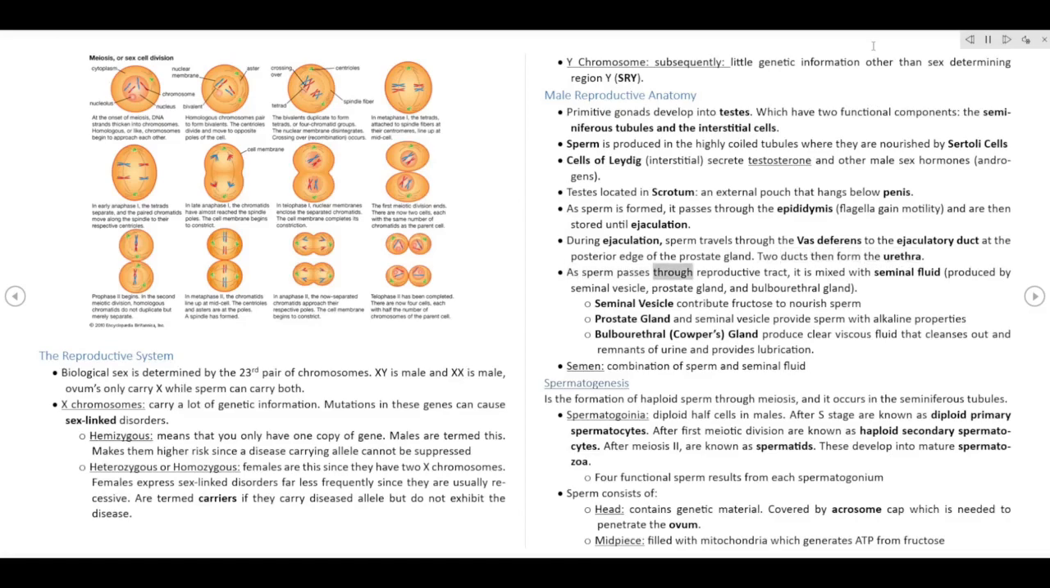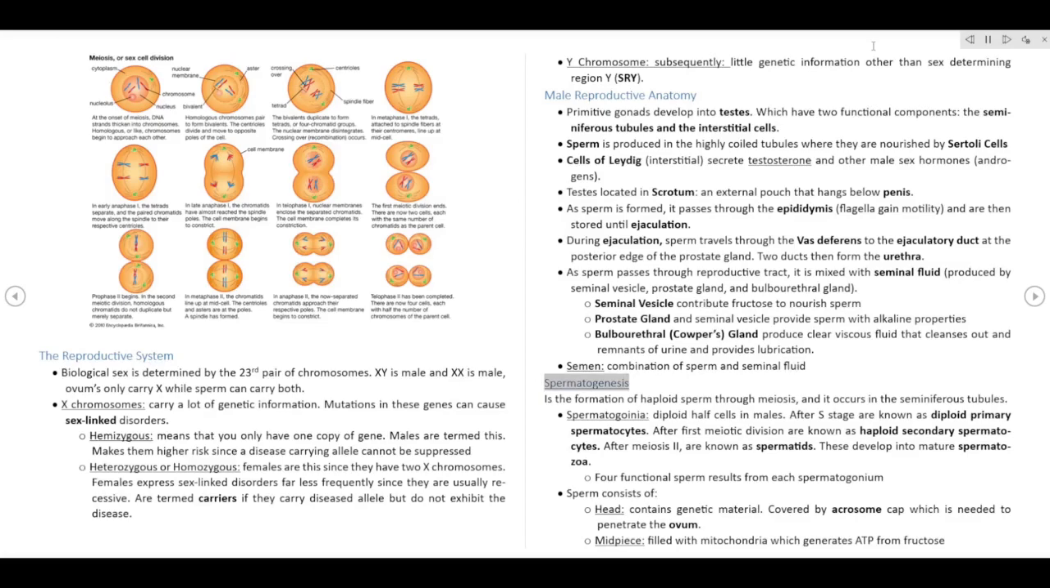As sperm passes through the reproductive tract, it is mixed with seminal fluid, produced by the seminal vesicle, prostate gland, and bulbourethral gland. The seminal vesicle contributes fructose to nourish sperm. The prostate gland and seminal vesicle provide sperm with alkaline properties. The bulbourethral, or Cowper's, gland produces a clear viscous fluid that cleanses out any remnants of urine and provides lubrication. Semen is the combination of sperm and seminal fluid.